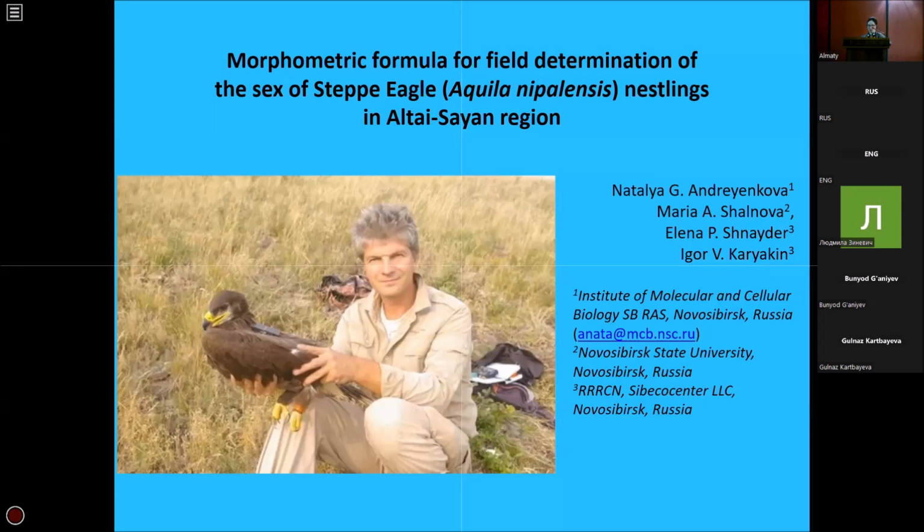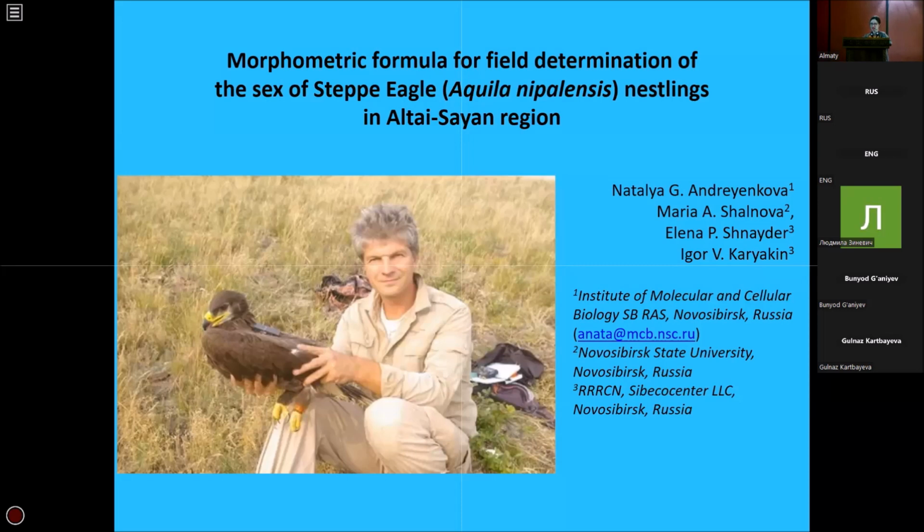The steppe eagle shows sexual dimorphism in size, but size ranges of females and males overlap greatly. And the most accurate way for sexing, of course, is DNA analysis. But sometimes it's important to know the sex of the nestling when you are directly on a nest. For example, tagging the bird with GPS transmitters and something like that. And it's impossible to use laboratory diagnostics right near the nest.